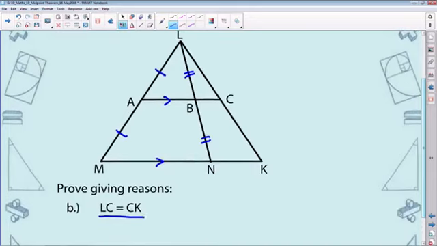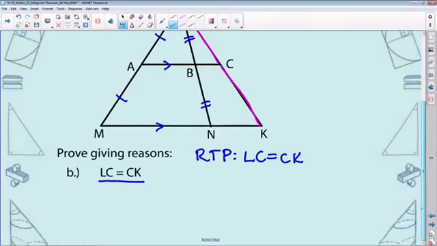We need to prove that LC is equal to CK. So now we're looking at this line and this line over here. It feels pointless, doesn't it? Because we are just proving the same thing over and over again. We're required to prove that LC is equal to CK, and why are they equal to each other? Well, you and I both know that they are equal because of the midpoint theorem. But we need to explain how we came to that conclusion.